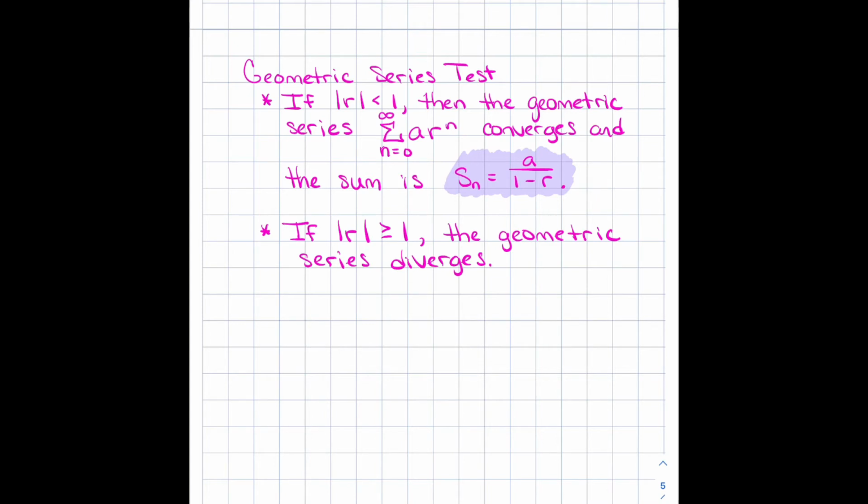Now, if that ratio is greater than 1 or equal to 1, like it was when we were doing 7 plus 7 plus 7, then we can say for certain that the series will diverge.